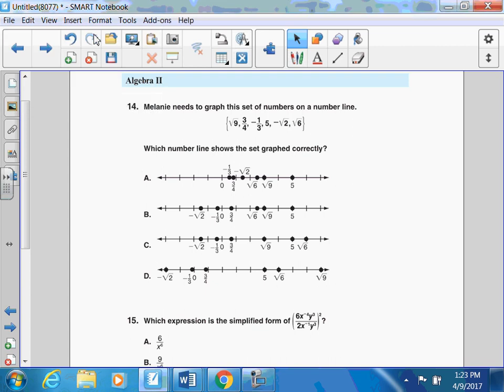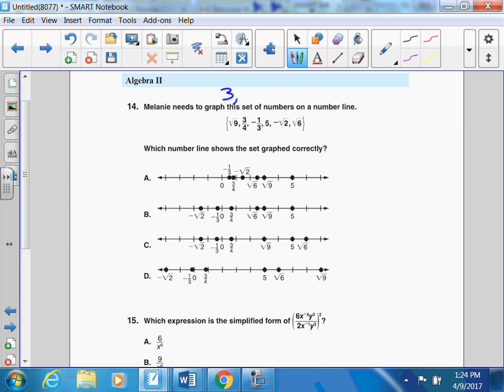Okay, 14, we're going to graph the set of numbers on the number line. And to do this, I would just convert everything to a decimal or simplify it. So we start off with the square root of 9. Square root of 9 is going to be 3.